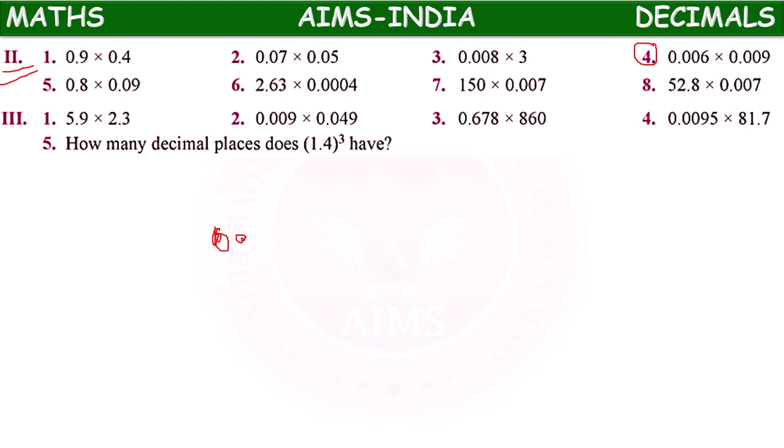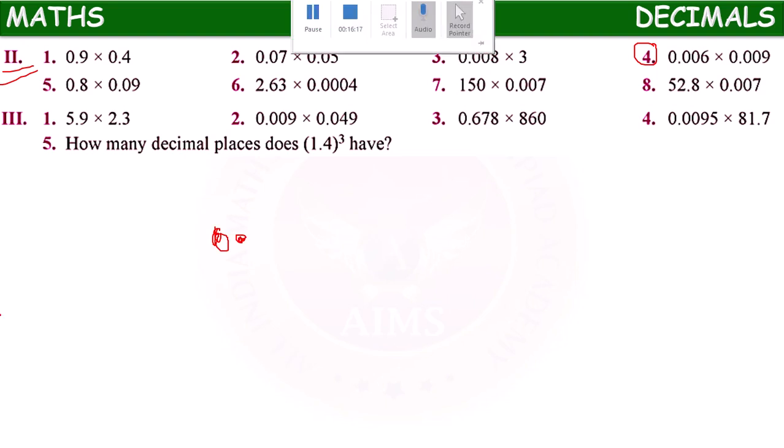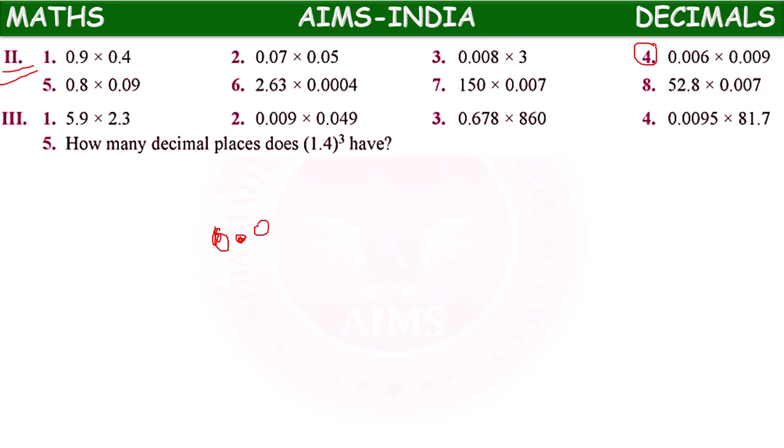0.06 into 0.009. So suppose all without decimal point, if we assume them as numerals, here we are having 6, here we are having 9.